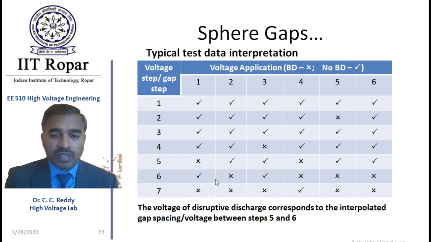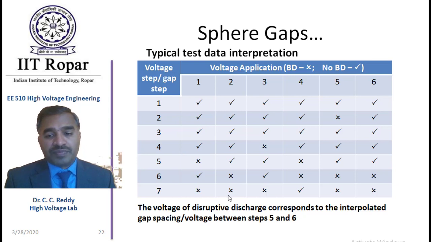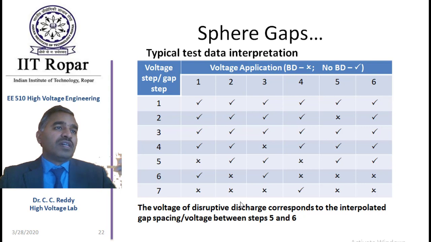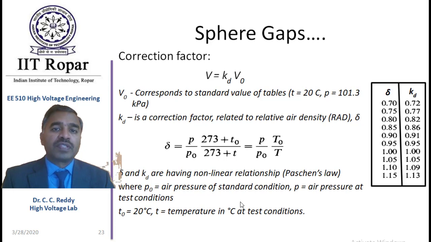And again in the sixth step, you see here 1, 2, 3, 4 times breakdown occurred. So, the breakdown voltage is between the fifth and sixth steps, or the gap spacing corresponding to the voltage application is between the fifth step and sixth step. So, the voltage of disruptive discharge corresponds to the interpolated gap spacing or voltage between steps 5 and 6. Now, you can see in the 7th step more breakdowns occurred, and from the 8th step onwards breakdown will always occur. So, this is how typical test data will look, and the interpretation of how we estimate the 50% probable breakdown voltage for impulse voltages. And correction factor.